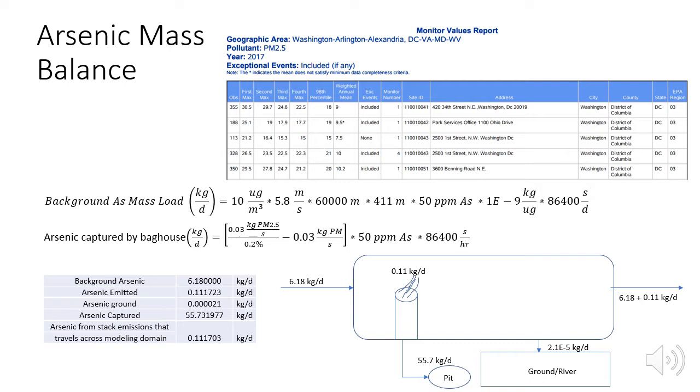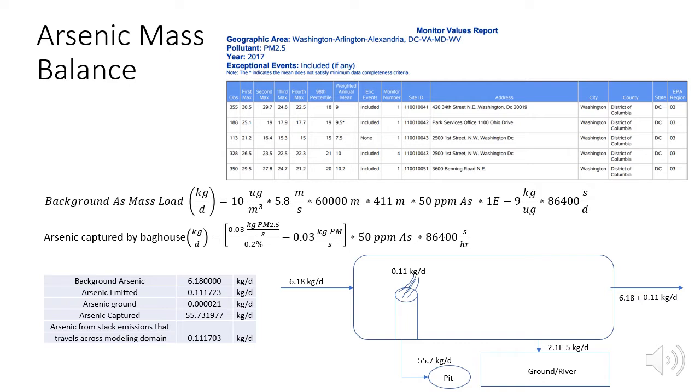For the y direction in my area, I used 60,000 because that was the y length in our modeling domain, and then I used the plume centerline height. And I also assumed that the PM 2.5 that's in the background has a similar composition of arsenic, so it was 50 parts per million arsenic, just like the Dickerson PM was. And then the arsenic emitted, I was able to easily calculate with the data that I've already shown, as well as the arsenic that fluxed to the ground.